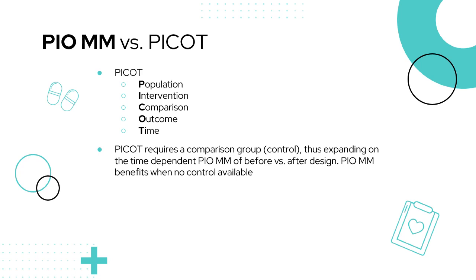So I'm going to look at before the intervention, right? That would be my, quote unquote, control, and then after the intervention. And this is what yields benefits when there's no control available. And there are times when there's no control available. It could be mostly resources. It could just be the availability of participants.